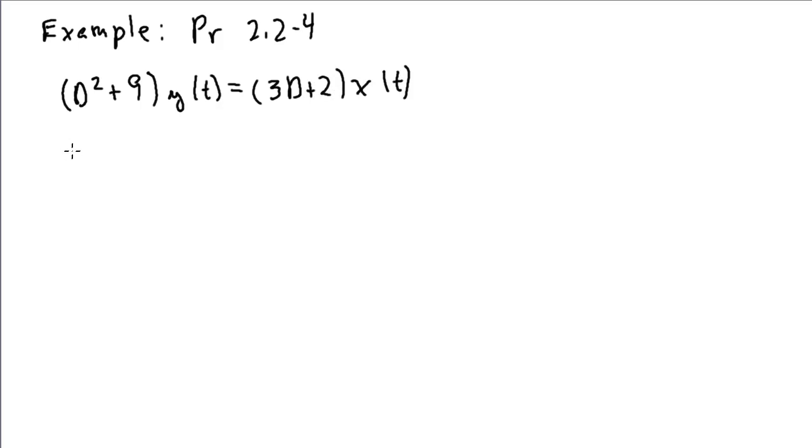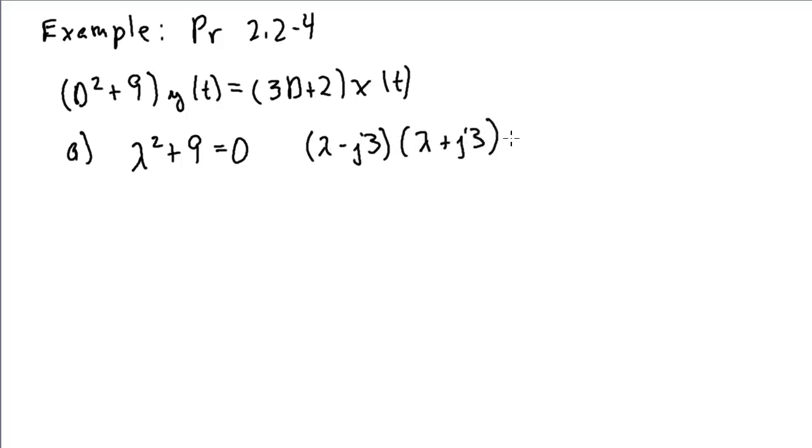And then our characteristic equation, where we set the right hand side, the side involving the input x, equal to 0, becomes lambda squared plus 9 is equal to 0. I can factor this into the form lambda minus j3 and then lambda plus j3. Okay. Set that equal to 0.